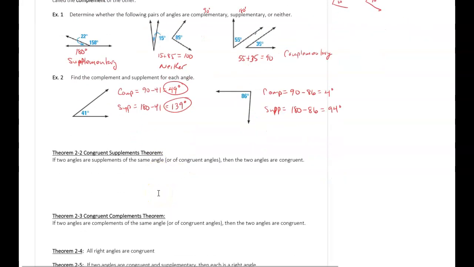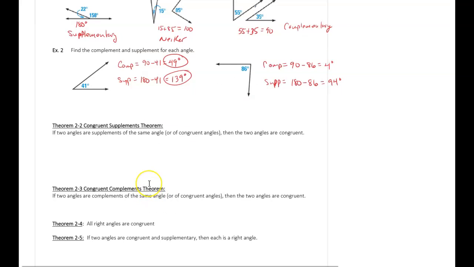Okay. Now, there are a couple of theorems here that relate to complementary and supplementary angles. The first one says if two angles are supplements of the same angle, or of congruent angles, then those two angles are congruent. So basically, if I have this angle that is 40 degrees, then I give you another angle, and then another angle, and I tell you that these two angles are both supplementary to that. Well, that means both of these would have to be 140, which would tell me that these two angles are congruent.